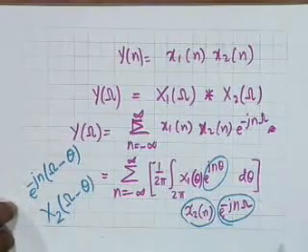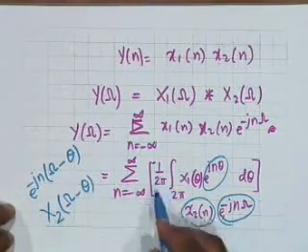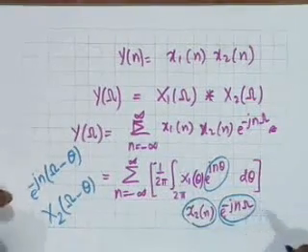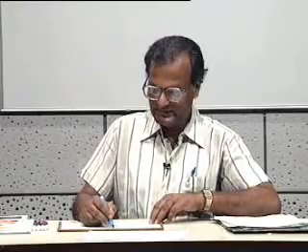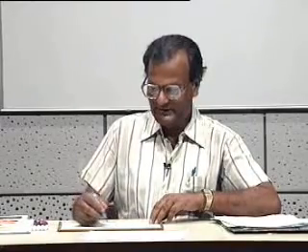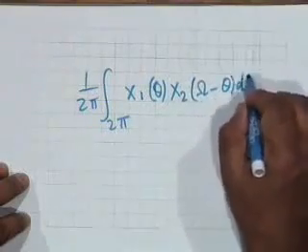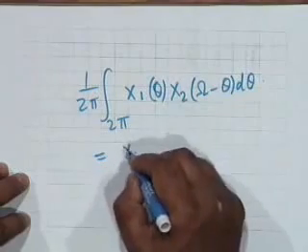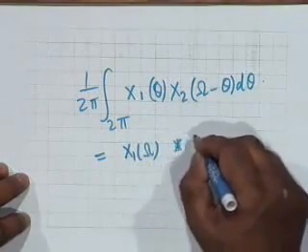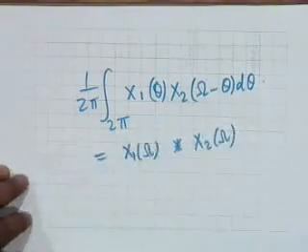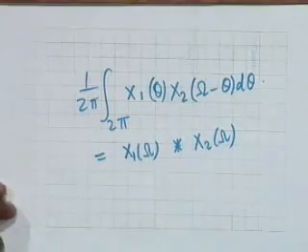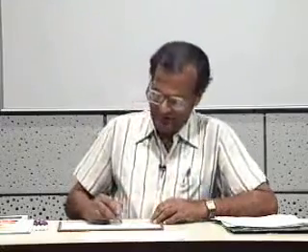So what you have in the integral sign is 1 by 2 pi integral over 2 pi X1 of theta X2 of omega minus theta d theta, and obviously this is a convolution of X1 of omega with X2 of omega over one period. 1 over 2 pi is a factor which you must not lose sight of.